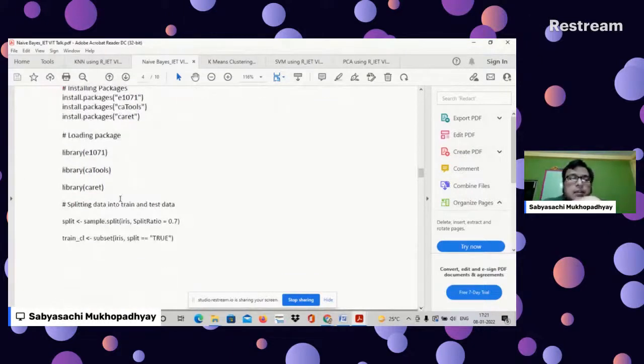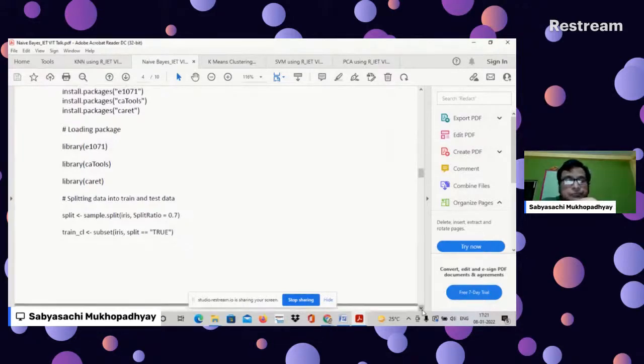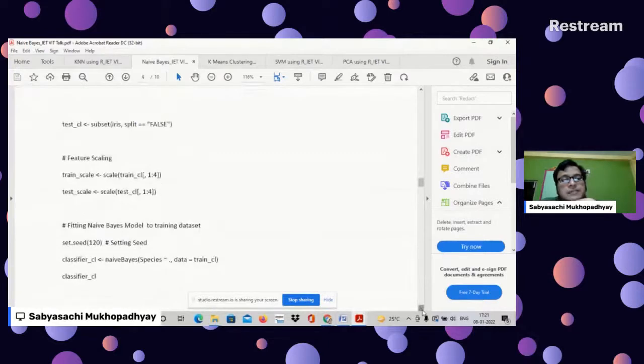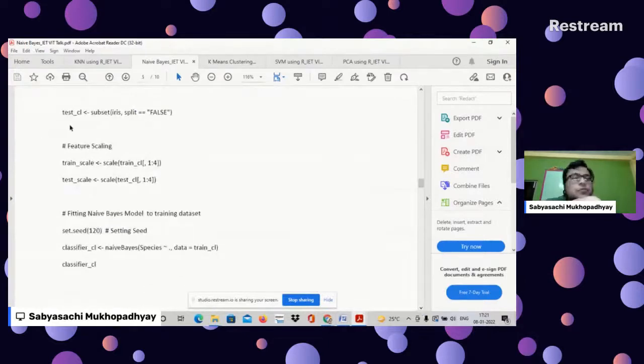Once the loading is done, what will be the next step? It is the same as we did for KNN: splitting the data into train and test data. So you apply the sample.split function over the iris dataset. The split ratio will be 0.7. Then you apply the subset function over the iris dataset, with the first argument split equals true. We'll store the result under train_cl. A similar process applies for storing the test data: apply the subset function and store the data under test_cl.